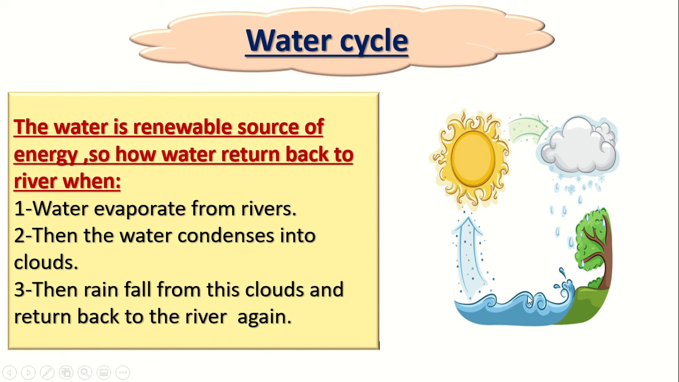So at first, what happened? Evaporation. After that, condensation. Okay, and when the water vapor is condensed inside the cloud, what will happen to this cloud? The water will start falling, and this is called rain. So when the rain falls, it will return back into the river again. So that's why the water of the river is renewable and doesn't run out.